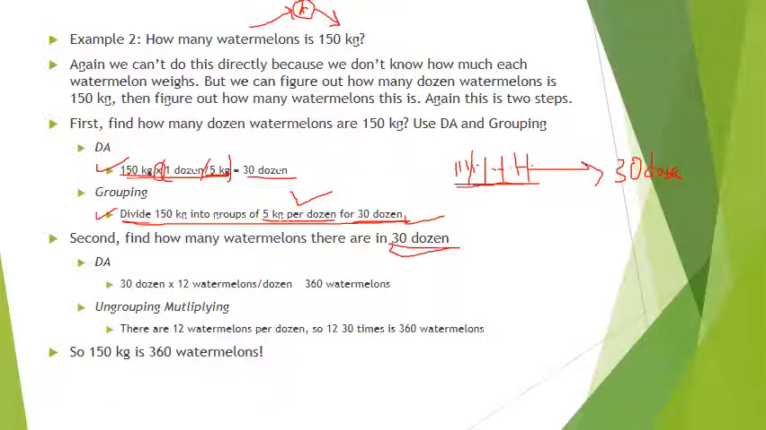Now I want to find out how many watermelons I have. Well, just think about it. If you have 30 dozen, each dozen is 12. You do 12 30 times and you get 360. And that's what the ungrouping is. So you had 12, which is a dozen, and you do that 30 times and you get 360. That just makes sense.